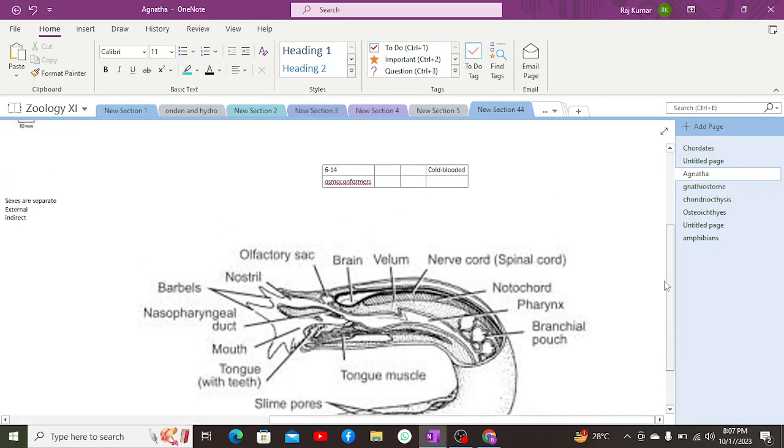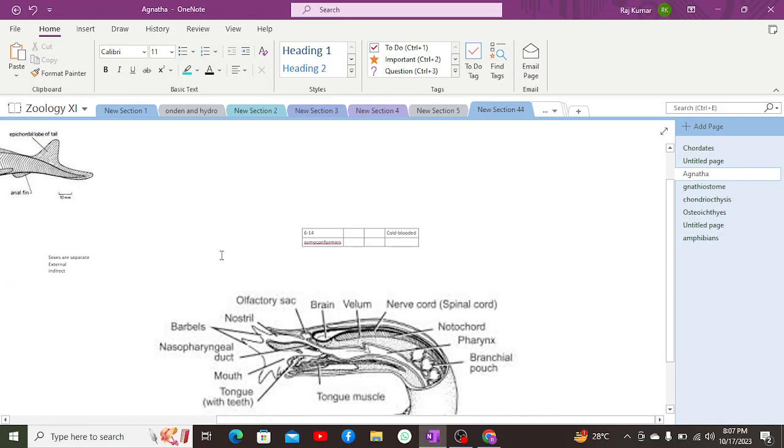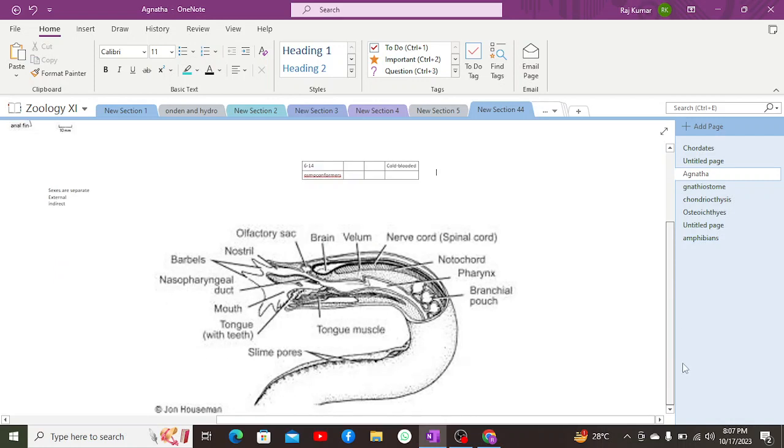Oops, it's not the only marine animal which is an osmoconformer. It is the only freshwater animal which is osmoconformer, and in freshwater, the animals are osmoregulators. So these are osmoconformers because they regulate their body temperature according to the temperature of the environment.